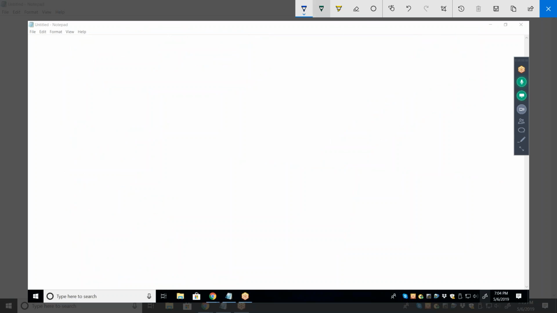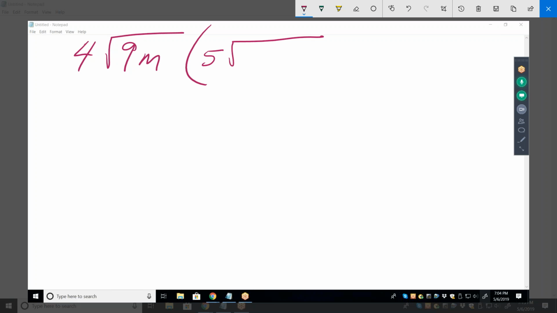All right. So 4 root 9m times 5 root 1/9 m to the third. Like that? Yeah. The whole thing's in there? Yeah. Okay. Looks hard, but it's not.